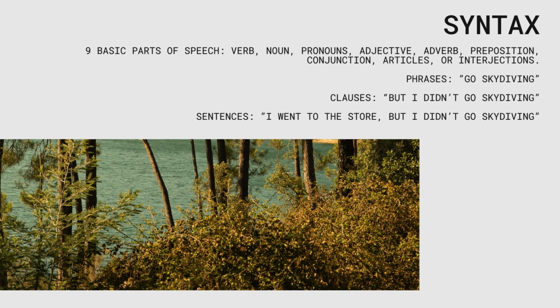There are phrases that make up each clause, and they can be divided in different ways. For example, go skydiving is a phrase. Didn't go is also a phrase. Didn't go skydiving is also a phrase. Each individual word can be identified as one of the parts of speech. For example, skydiving is a noun. Go is a verb.